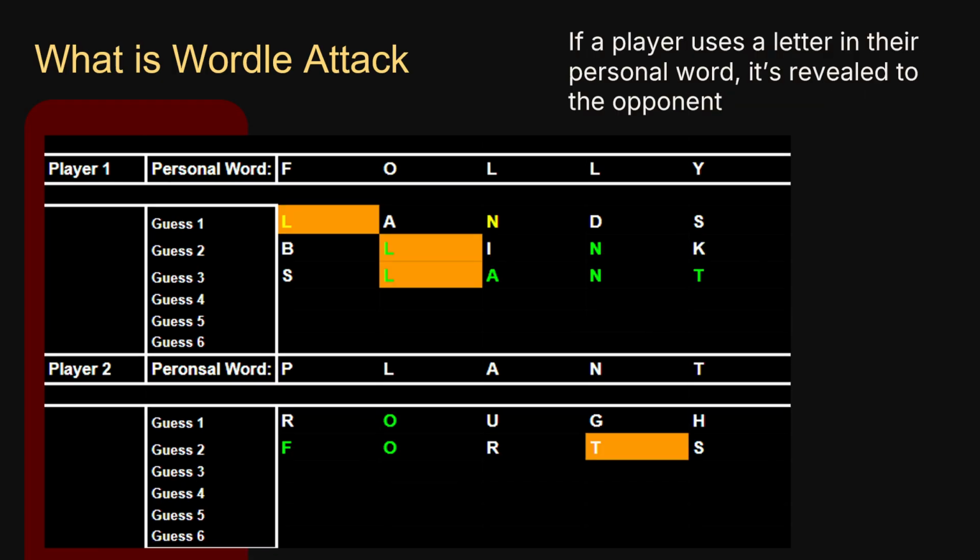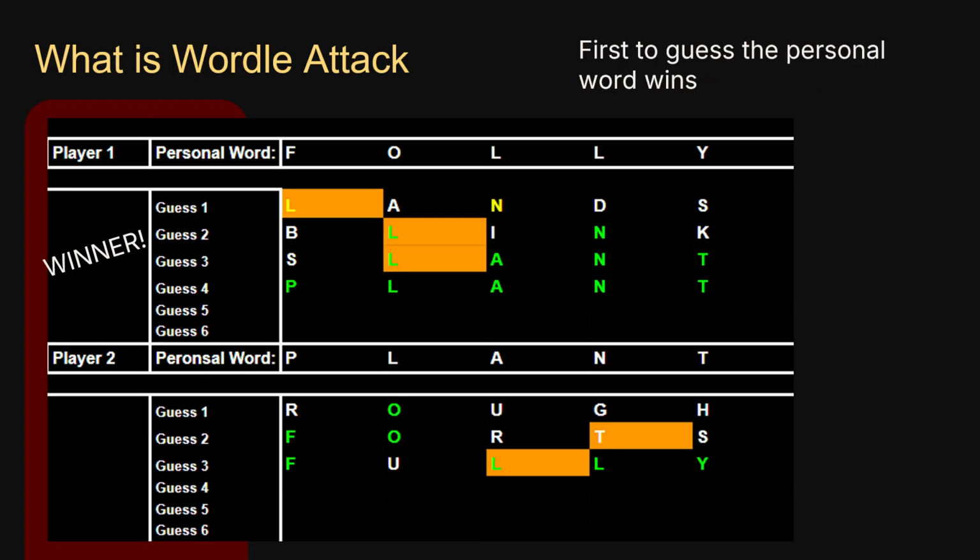But if a player uses a letter that's in their own personal word, it gets marked as orange, and the opponent can see that that letter is in their own personal word. The game ends when the first player guesses the correct personal word from the other player, or when neither player is able to guess the personal word within 6 guesses.